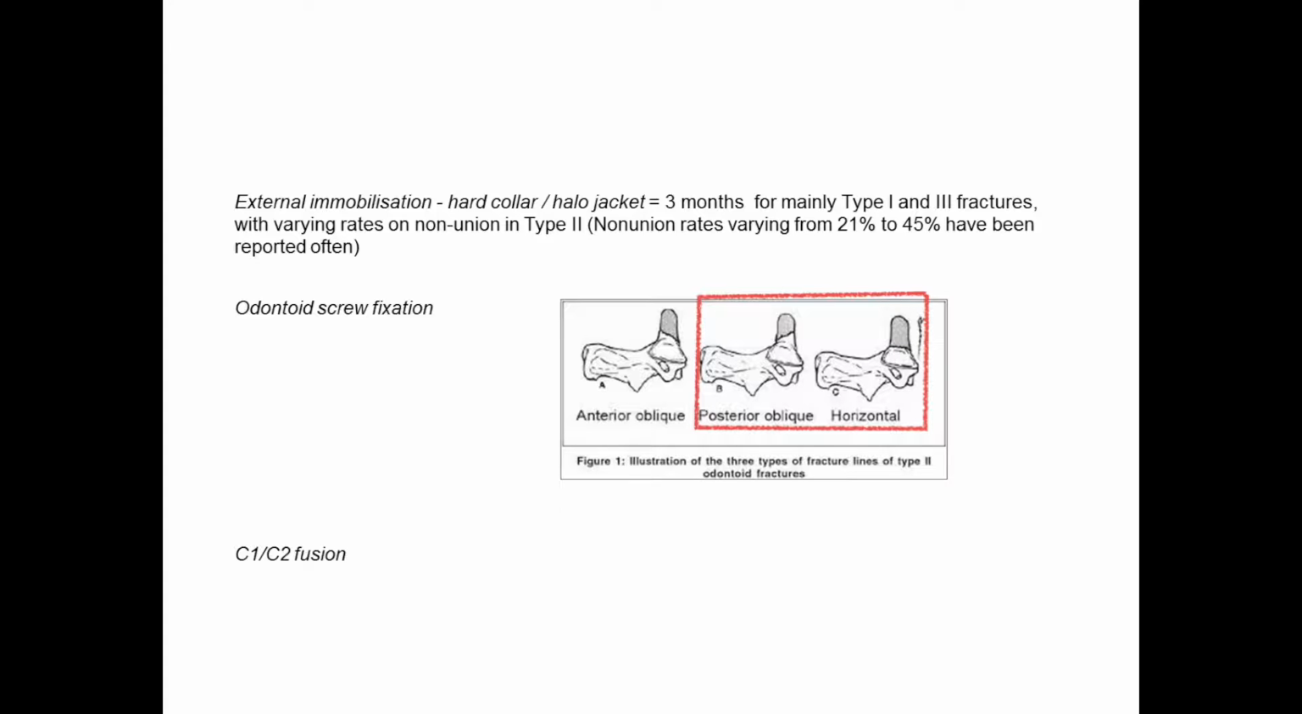When you're looking at type 2 fractures, you can look at odontoid screw fixation. And here, Roy-Camille's classification of the fractures into the shape of the fracture lines matters. A posterior oblique and horizontal fracture will be amenable to odontoid screw fixation, whereas a fracture line running in this direction will not be amenable to screw fixation. The treatment then reverts to a C1-C2 fusion.